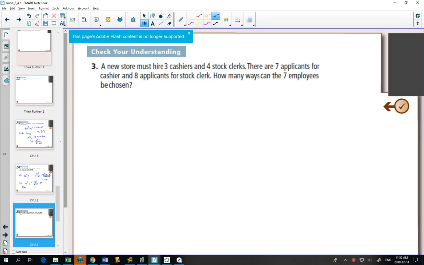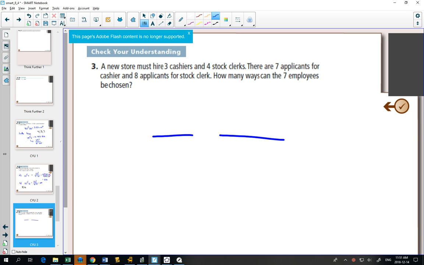A new store must hire 3 cashiers and 4 store clerks. So this is titled Solving a Problem That Involves More Than One Combination. It connects the spaces technique you learned in the fundamental counting principle to combinations. Here they need to hire cashiers and store clerks, so there are basically 2 decisions that need to be made.